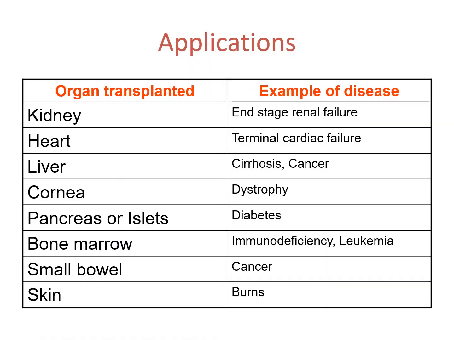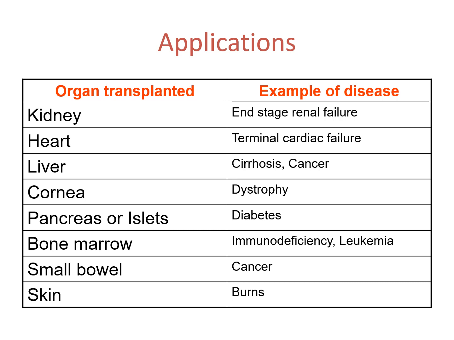Next, talking about some of the major applications or major organs that are transplanted in the near future and also in recent days. The main organs include the kidney, the heart, liver, then cornea, then pancreas, finally bone marrow, small bowel, and skin. So the list shows the major organs which are being transplanted. I will basically go into each of it.